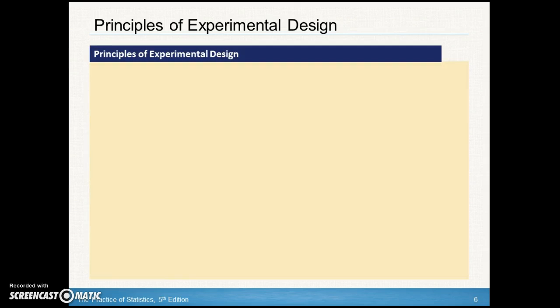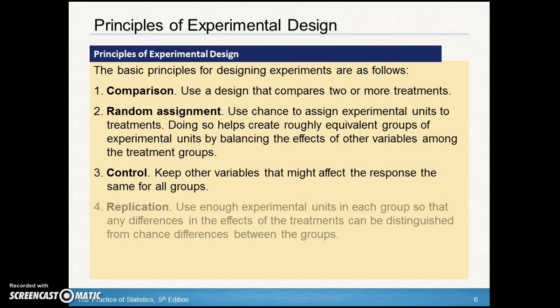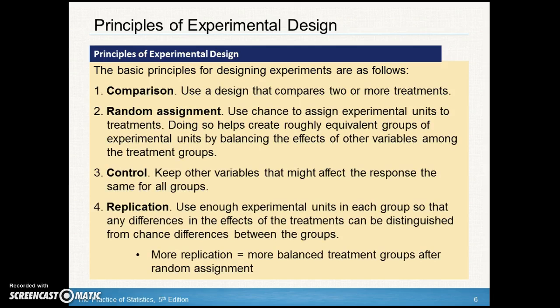effective. Finally, the fourth principle of experimental design is the idea of replication. You've heard the term replication in other areas in your life, potentially maybe in biology last year, but in statistics, replication means we need to use enough subjects in our treatments to ensure that the effects of the treatments can be distinguished from chance differences in the groups.